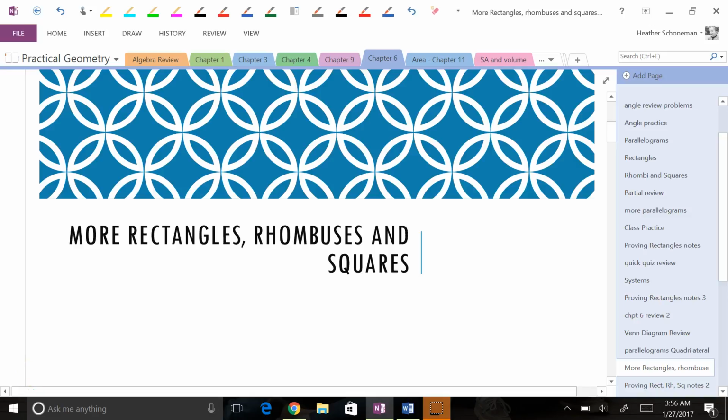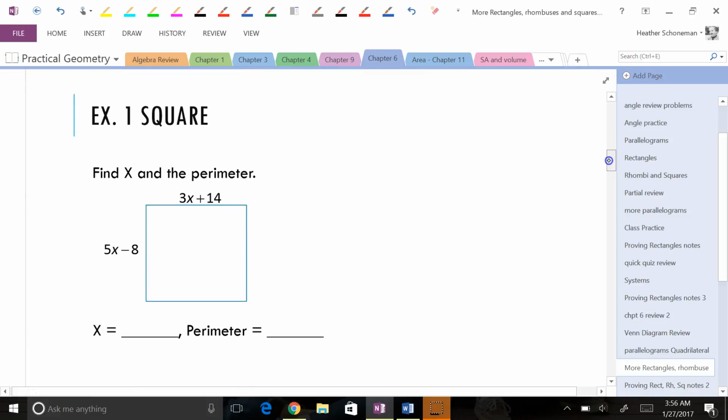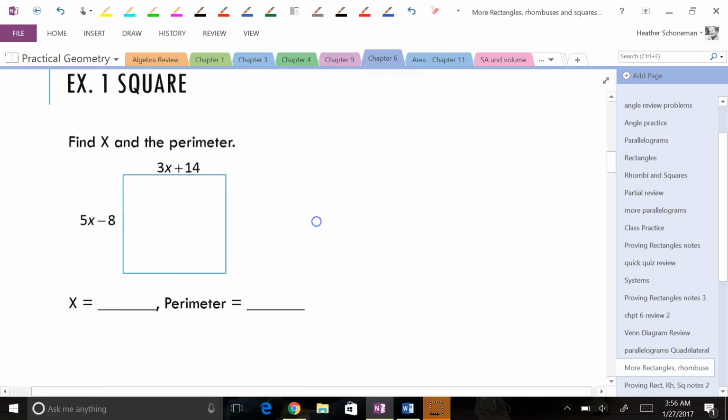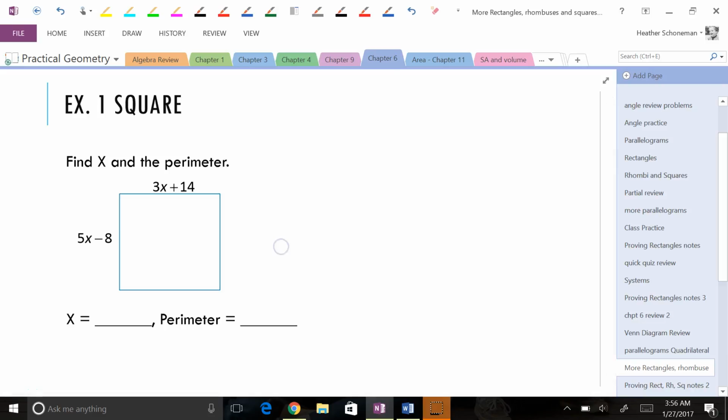Okay, this is the first video I want you to watch to start reviewing for your quiz. So let's look at these problems. It's really important as you go through here that you read what shape it is, because that's going to tell you how to set up the problem. So this one tells you it's a square. And in a square, we know that all of the sides are congruent.